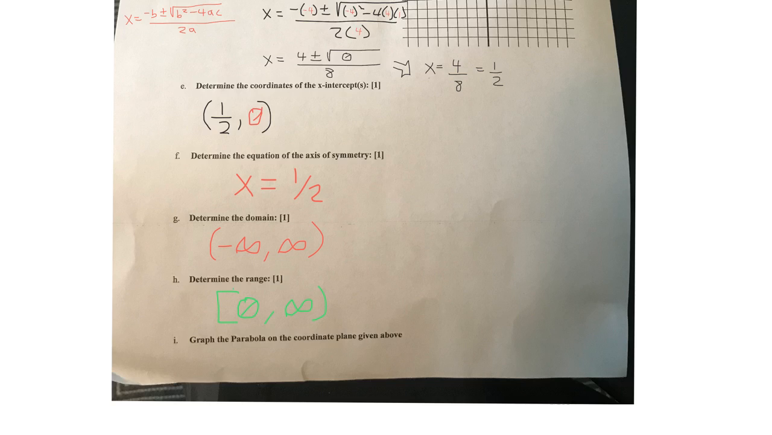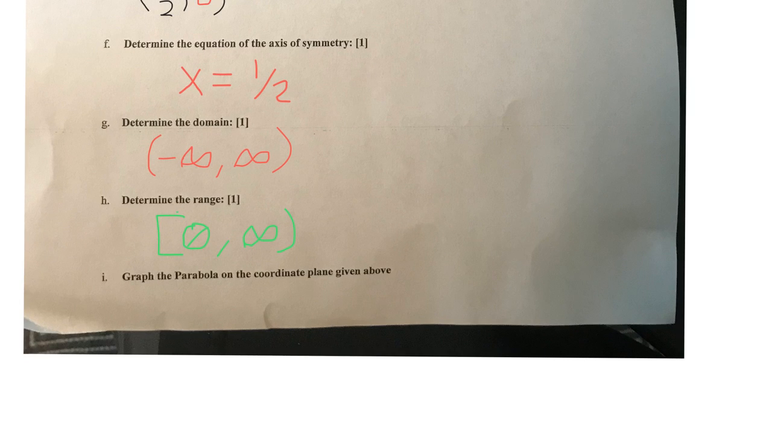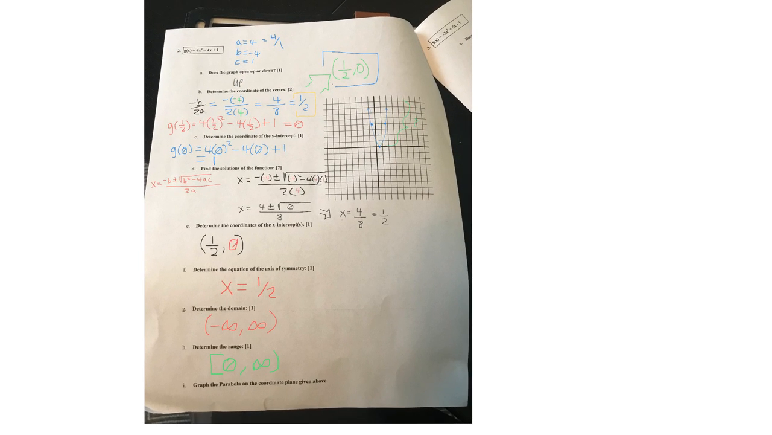Notice how, once again, the lesser of the two numbers is on the left and the greater of the two numbers is on the right. All right, graph the parabola on the coordinate plane given above. We just did that. So anyway, that is this problem. Okay, so moving on to the next one.